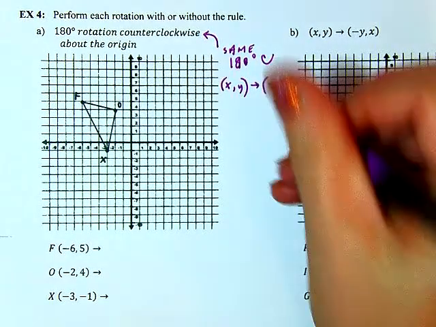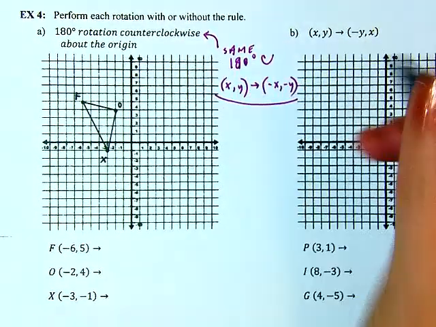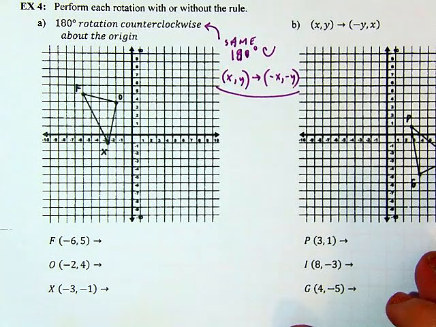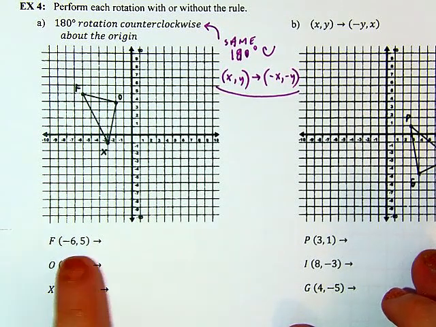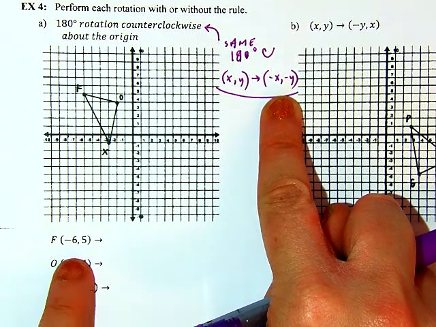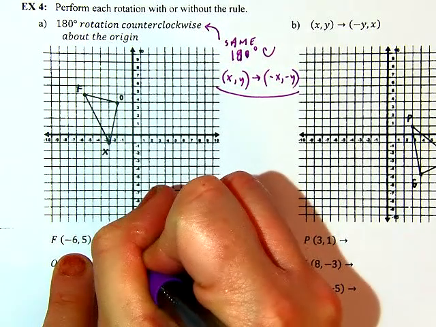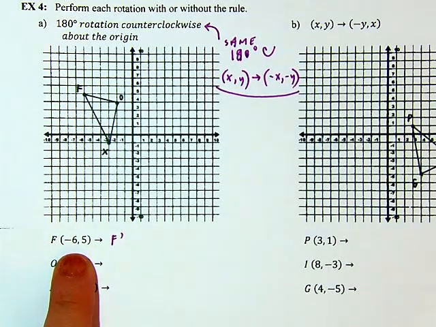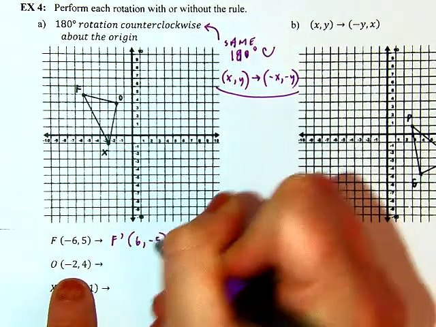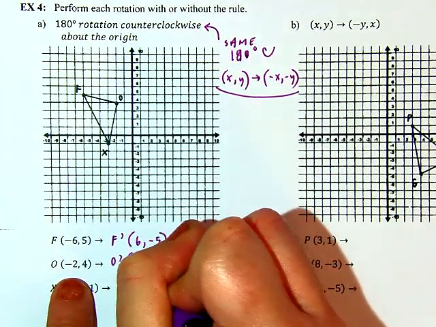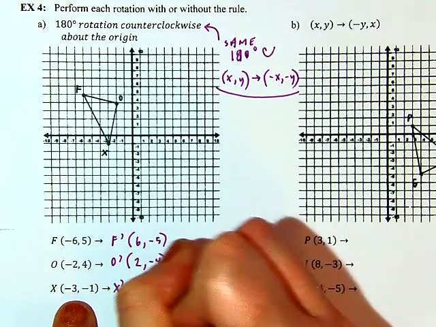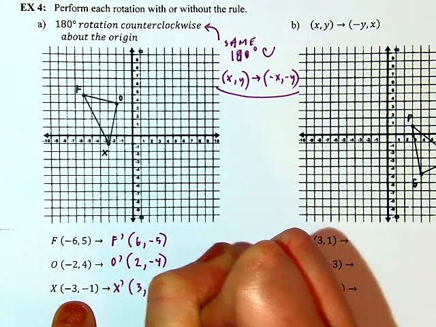So since I've already shown you how to do things manually, with that swinging arm, I'm going to show it by just plugging into a rule. So if I'm plugging F into this rule, the X and the Y switch to the opposite sign. So F prime will end up being positive 6, negative 5. O prime will be positive 2, negative 4. X prime will be positive 3, positive 1.